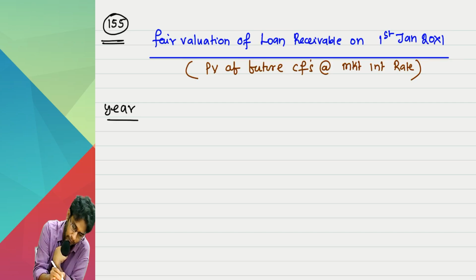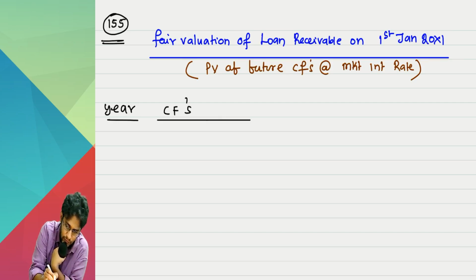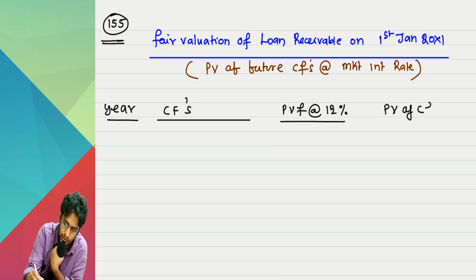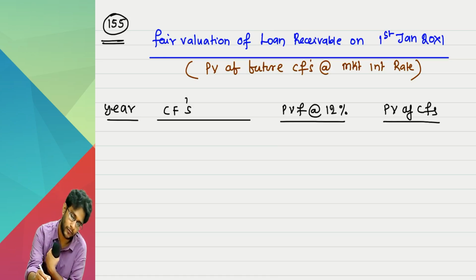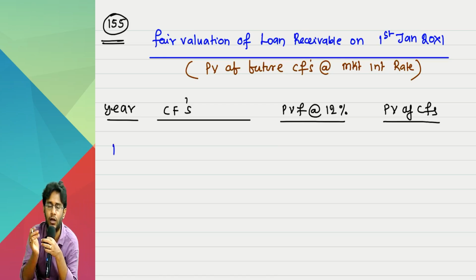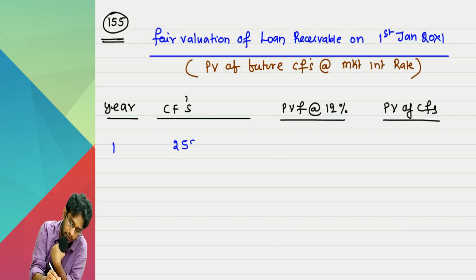So here, cash flows. PV factor or discounting factor is given at what rate? 12%. And present value of cash flows or discounted cash flows. First year, they already gave, sir, you just total it up. 2,58,000 in the first year.